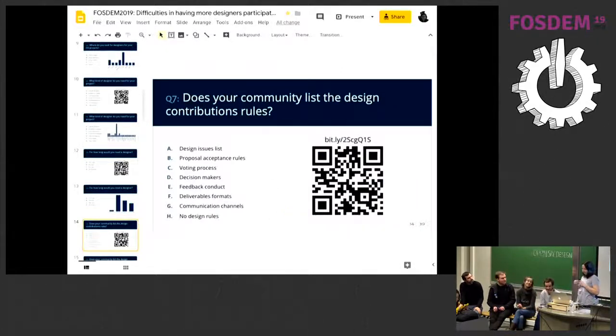Okay, and this question asks, does your community list the design contribution rules? Do you want to comment on the options? No? So we have options like the design issues list. How many of you have this? I will see when the results come, but it's very important to showcase and list them. The issue tracker is the easiest, because every developer is using it constantly. But if you as a designer come into a community and you don't know exactly what is needed, there's no way to find it.